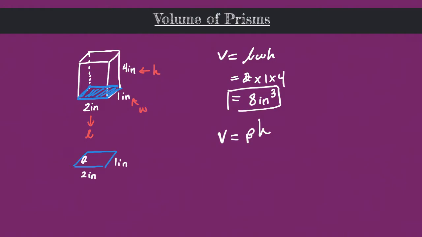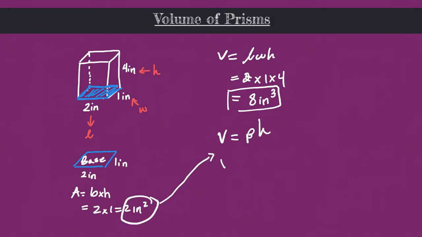This is our base. How do I find the area of that base? Well, that is a rectangle, so the area is equal to the base times the height. The base is 2 and the height is 1, so that's going to be 2 inches squared. This 2 is going to go into our formula where you see B. So V is equal to 2 inches squared times the height of our prism.